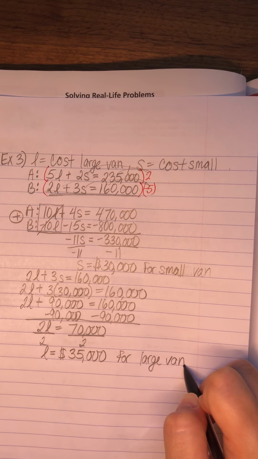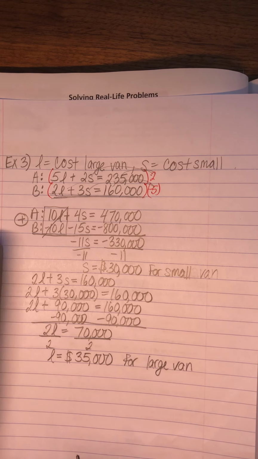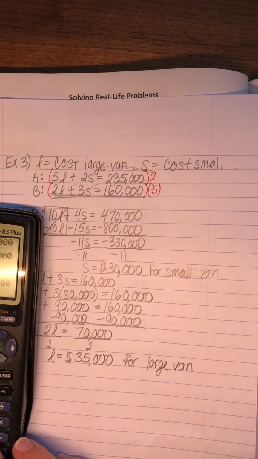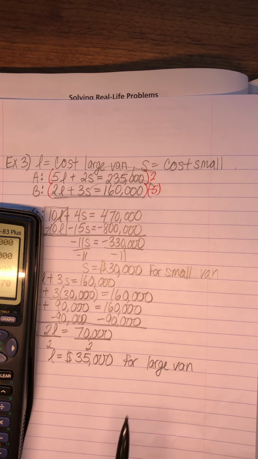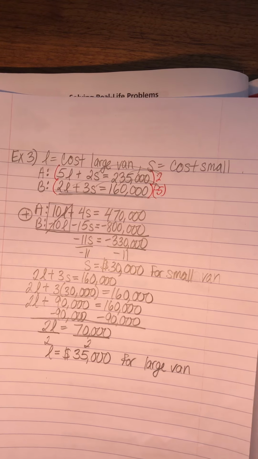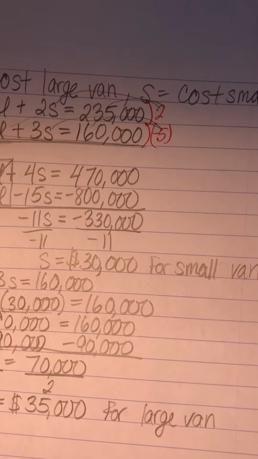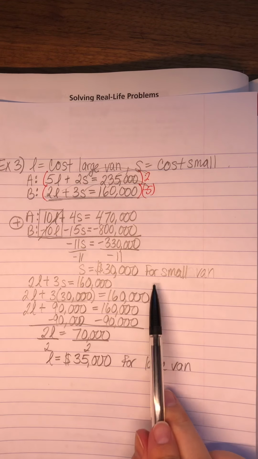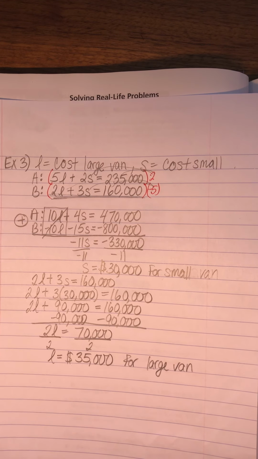Let's just make sure that I did that correctly here. 160 minus 90 is 70. Yeah, so I did do that correctly. All right, that would be our answer to this question. It would be 30,000 for a small van and 35,000 for a large van.